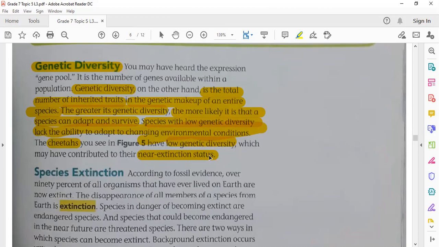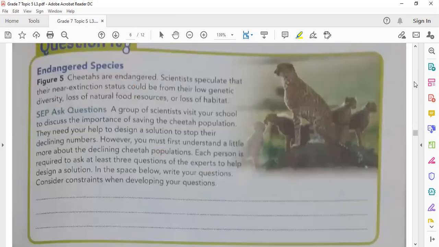Look, the cheetahs are endangered or threatened. Scientists speculate that their near extinction, meaning in the near future, is expected because of their low genetic diversity, and they will disappear. And because of loss of natural food resources, they may not be able to survive.